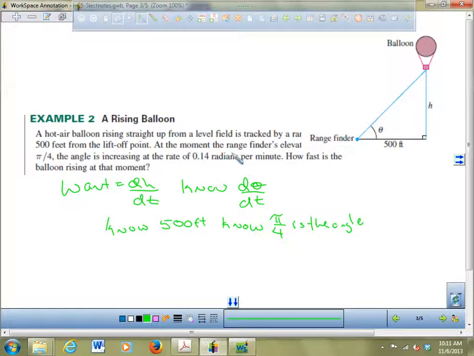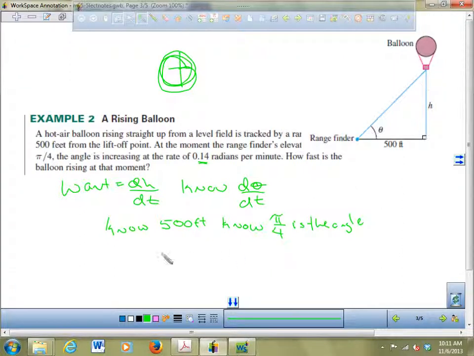Yeah, the radius is continually changing, so it's rotating. So this angle is increasing. At the moment, the rangefinder's elevation angle is increasing at the rate of 0.14 radians per minute. I think that probably that angle is a constant, right? Because it's just going around. I'm not sure it is, but they tell you the rate at that point. So you can figure out the rate at that point. They want to know how fast is the balloon rising, basically, right?